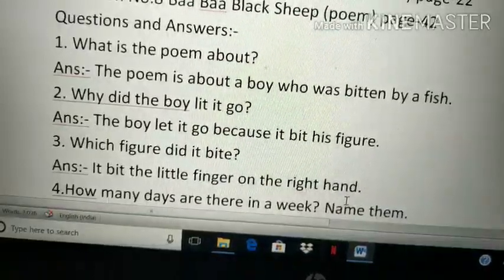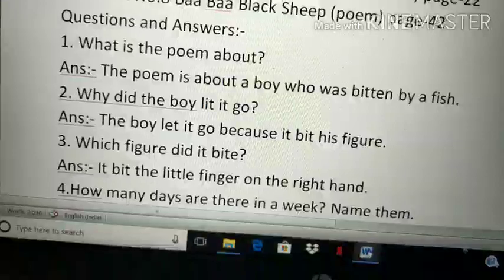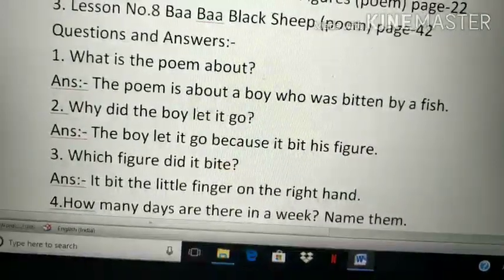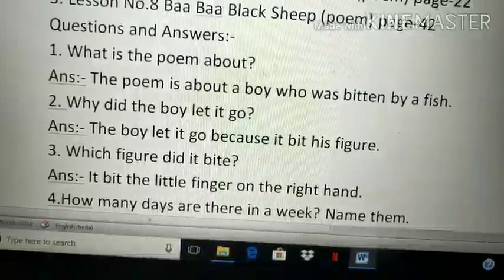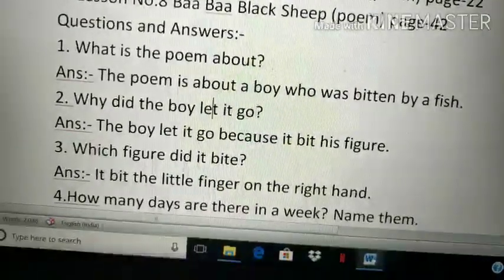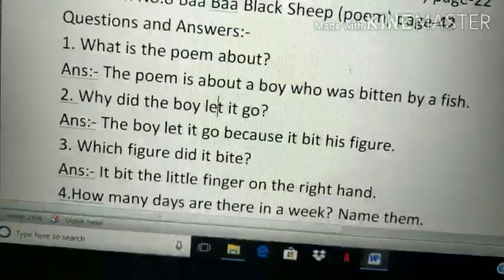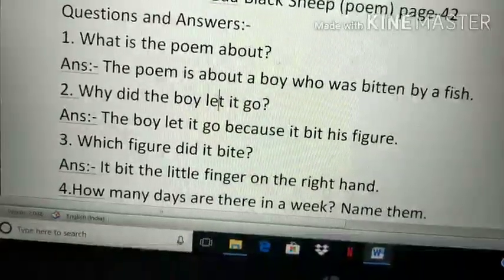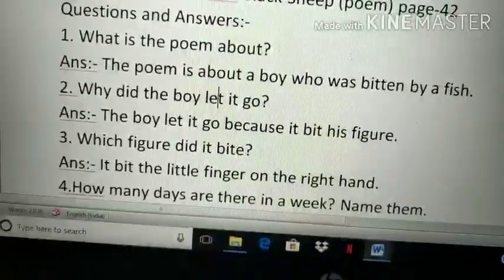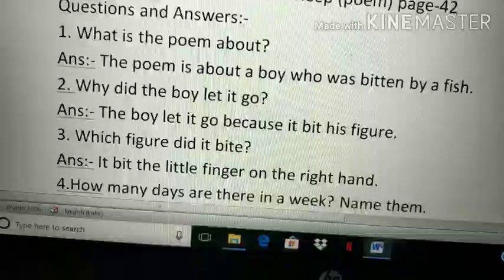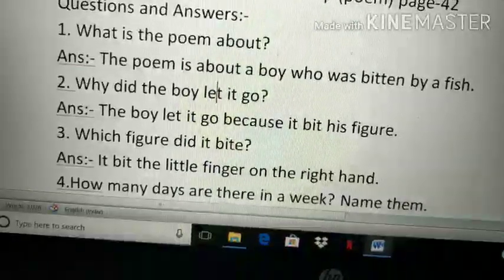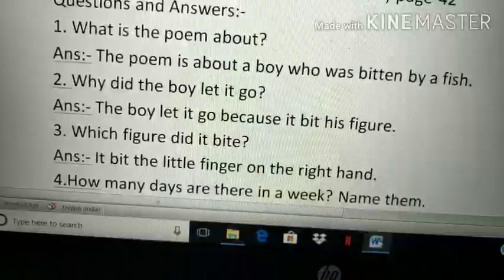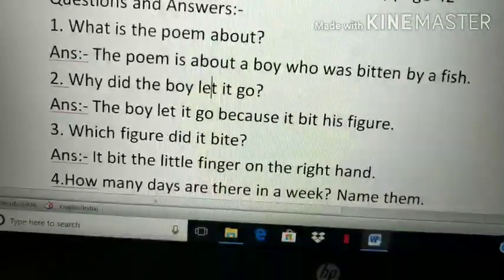Why did the boy let it go? The boy let it go because it bit his finger. Which finger did it bite? It bit the little finger on the right hand.